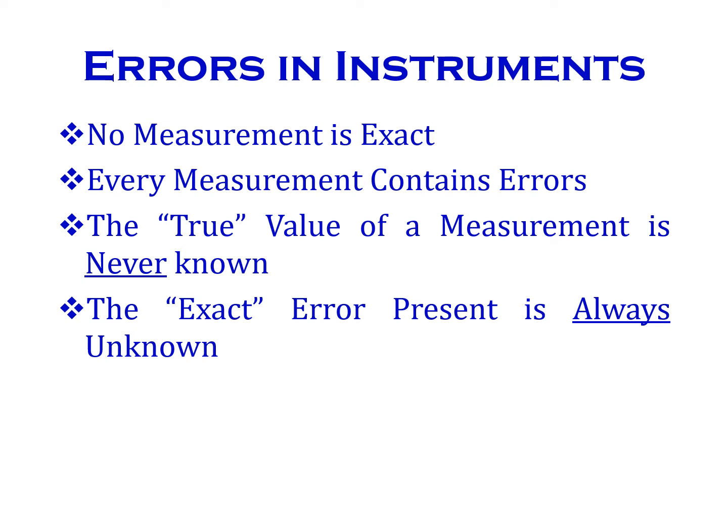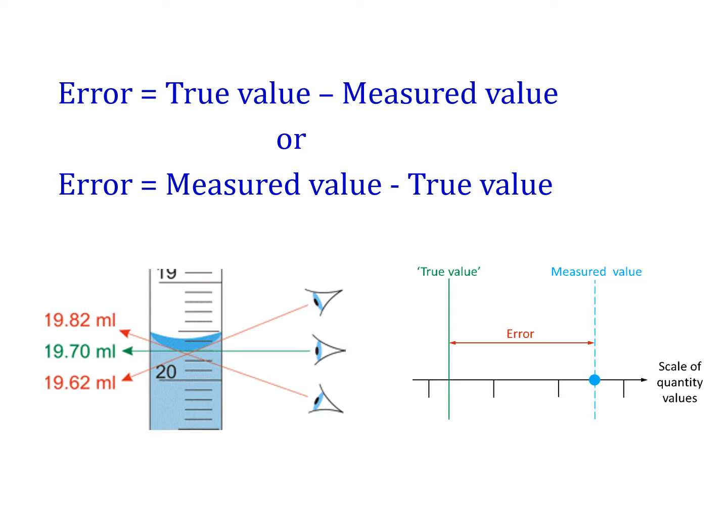As I have told, no measurement is exact. That is, all physical measurements are subject to various types of errors. But it is important to reduce the effect of errors to a minimum. To reduce the error to a minimum, we should know what the sources of errors are. Then only we can minimize the errors. Error can be defined as the difference between true value and the measured value. See, the true value is 19.7, but the measured value is 19.82 or 19.62.